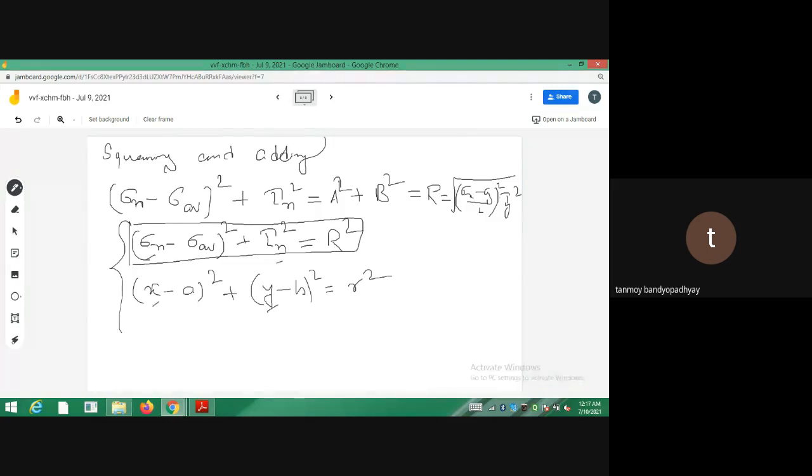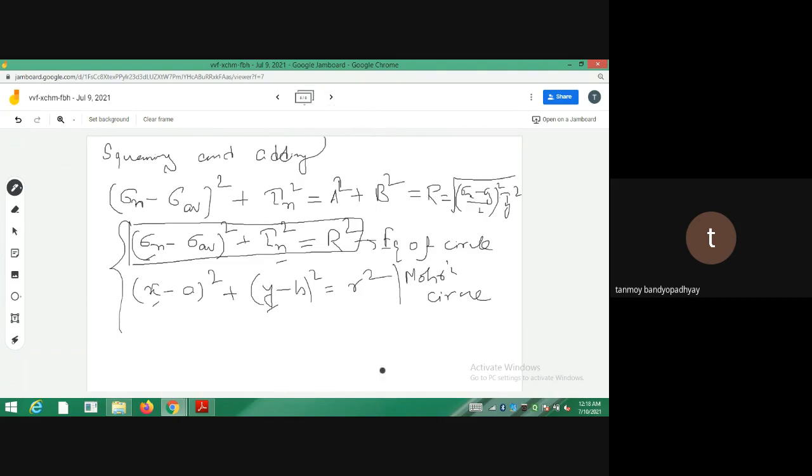So if I can plot the sigma n and tau n, they are actually variables. They are dependent on the theta. They are the normal and the shear stresses acting on any arbitrary oriented inclined plane theta. So this equation is the equation of a circle, which we call the circle of stresses or Mohr circle. So how will I draw this?